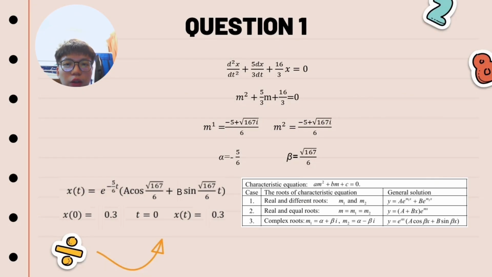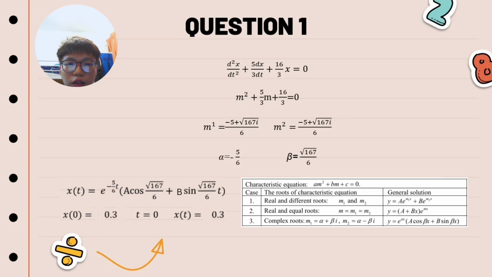Okay, now I'm going to talk about question 1 solution. After we substitute the numbers into it, we can convert it into m² + (5/3)m + 16/3 = 0. So from this, you can press the calculator to find m1 and m2. From this, we can see that it has complex roots. Then we can find the alpha and beta. After this, we substitute these into the general solution from the formula. Then we find that x(t) = e^(-5t/6) (a cos(√167 t/6) + b sin(√167 t/6)).